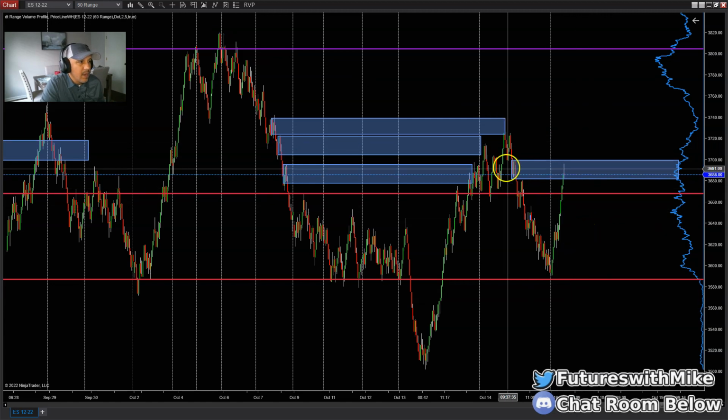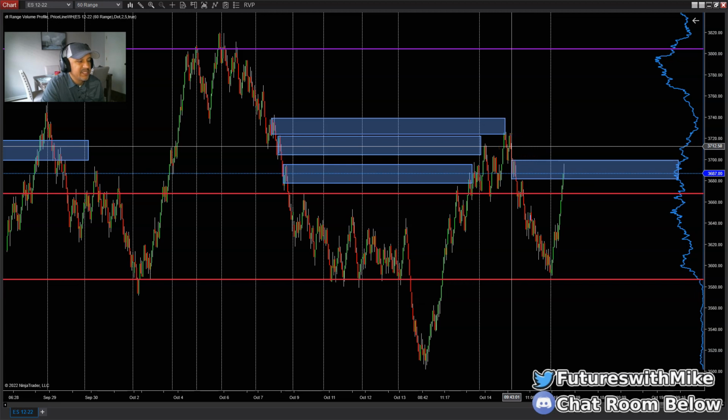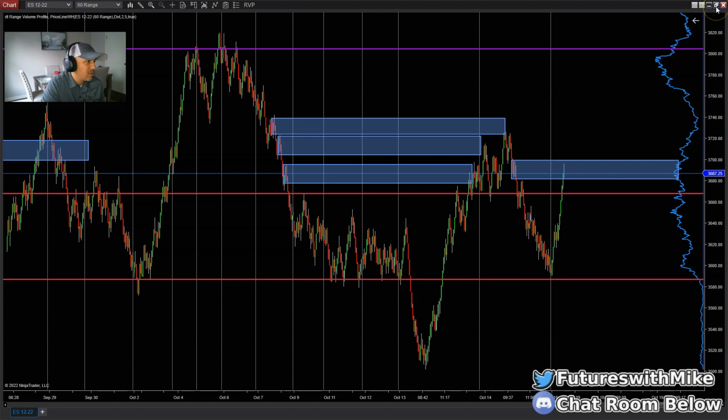So I'm going to scale down, and we also have an area, be mindful too, up here as well, we have supply resting around the 37.13 area. So be mindful of that area too. Let's scale down to our lower time frame chart.